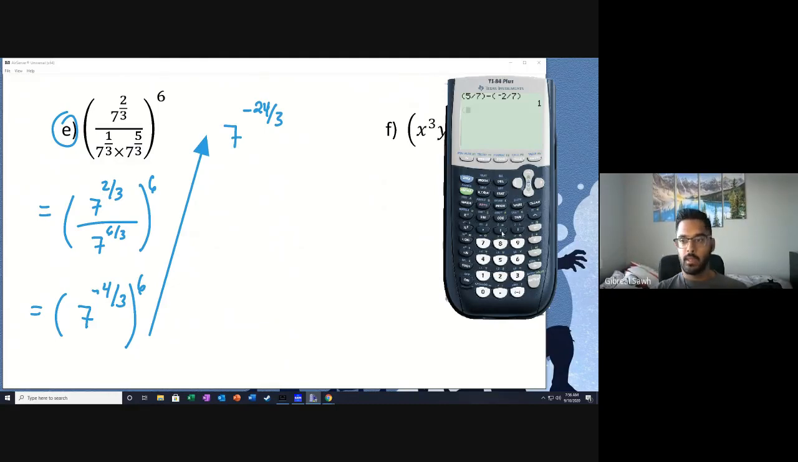Now if I type that in, my -4/3, and I multiply it by 6, it tells me it's -8. That's not exactly what I have, but looking at this, 24 divided by 3 actually gives us 8. I just forgot to put the negative sign in here. So if I simplify that, that would give me 7 to the power of -8. So we are in good shape. I just have to remember that I want to leave my answer with positive exponents, not negative.